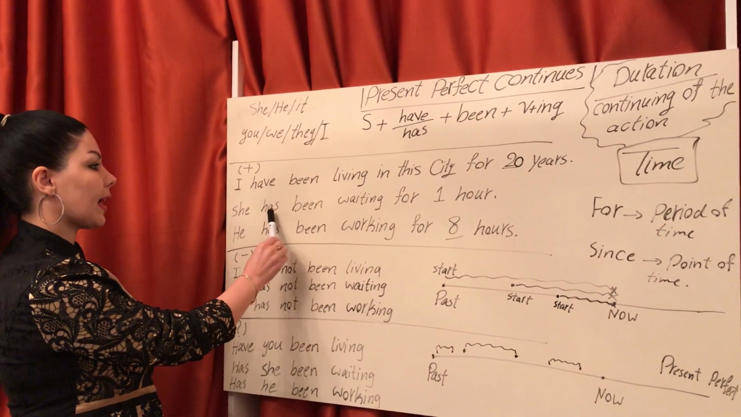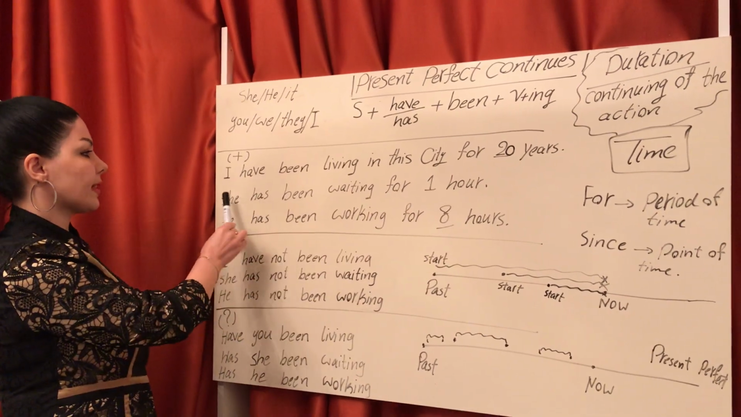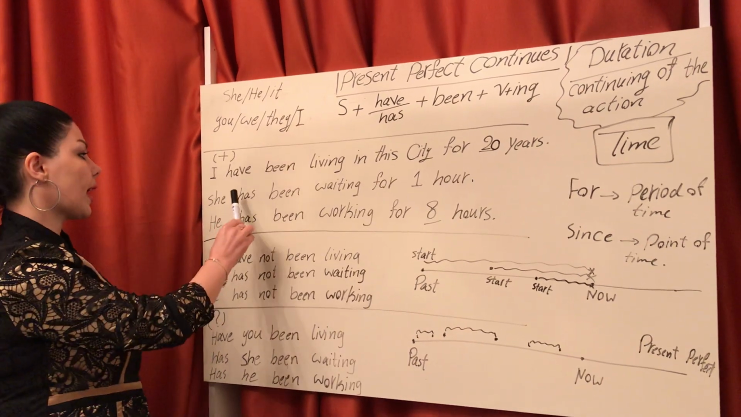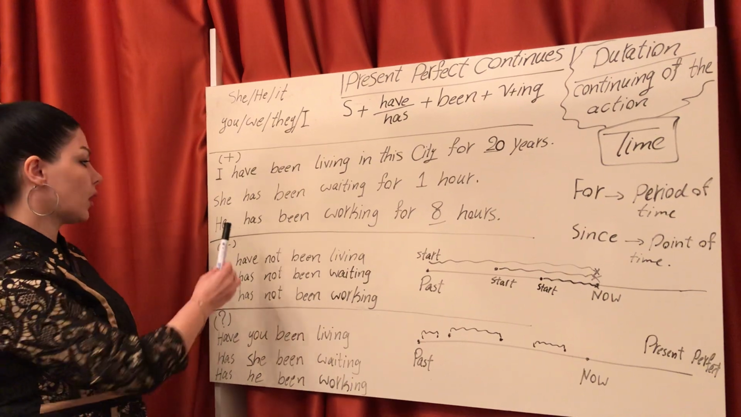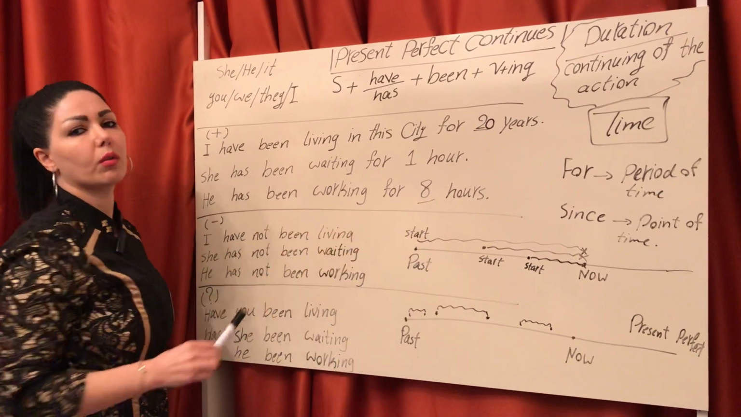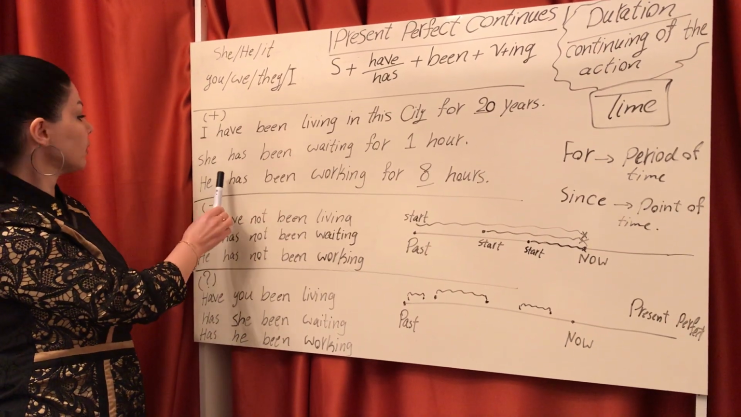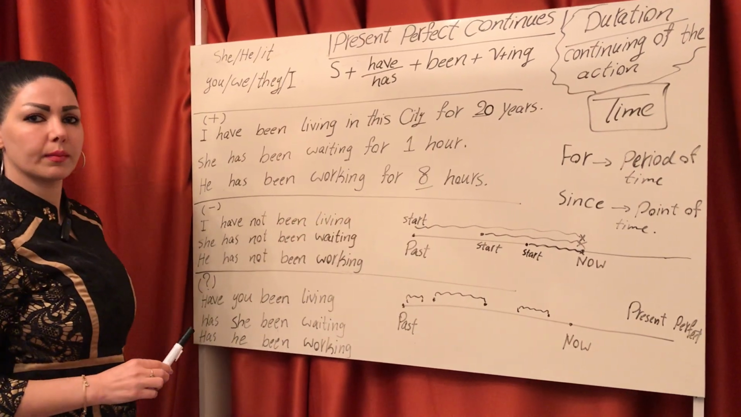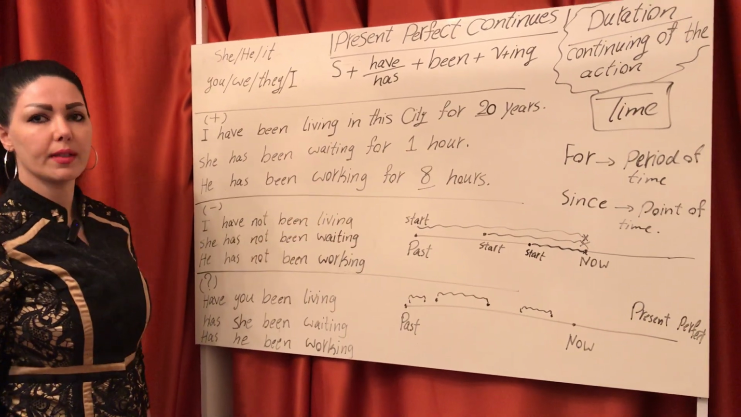Or she has been waiting for 1 hour. Has she been waiting for 1 hour? Or here, he has been working for 8 hours. Change has with subject. Has he been working for 8 hours?